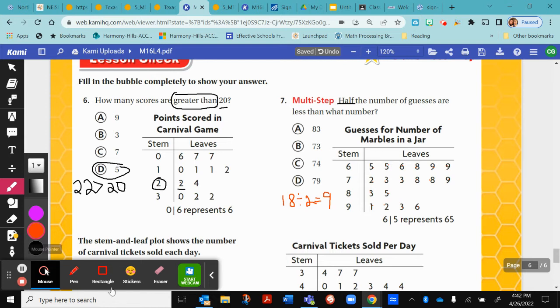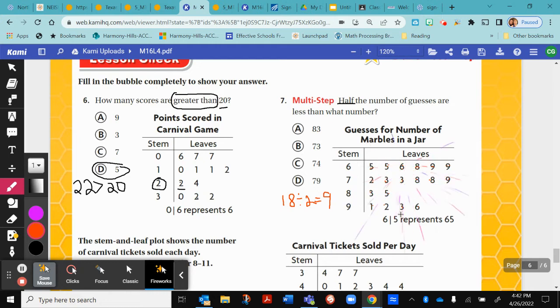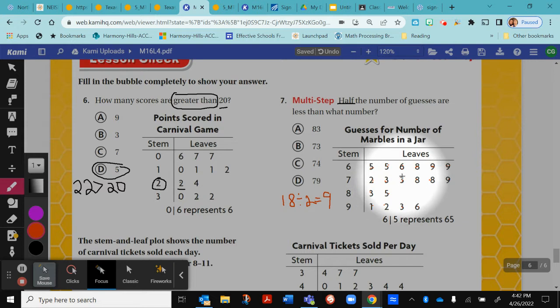And let me switch over here. That's 1, 2, 3, 4, 5, 6, 7, 8, 9. So that's going to land on this one right here. So that's going to be stem 7, leaf 3. So it's going to be 73.